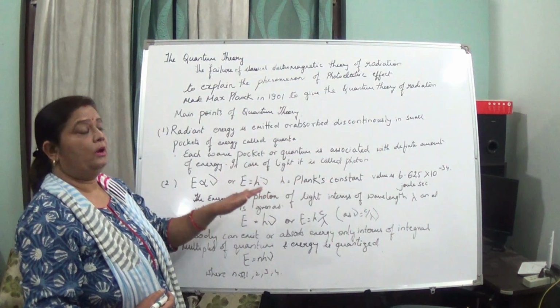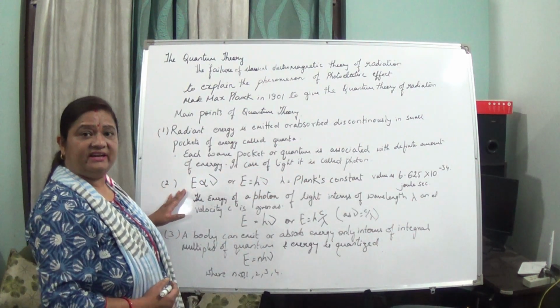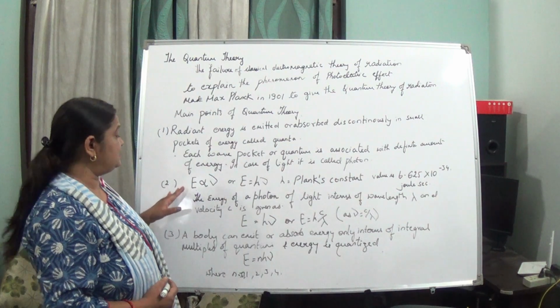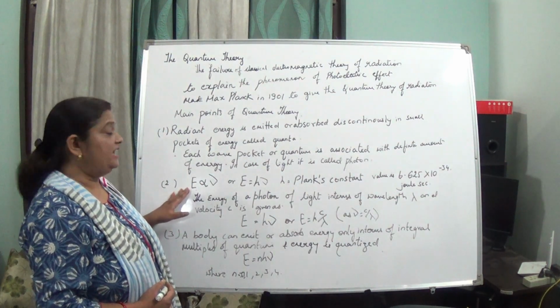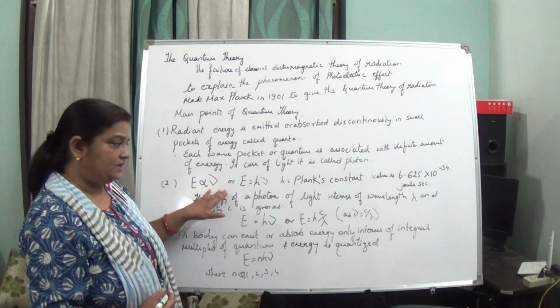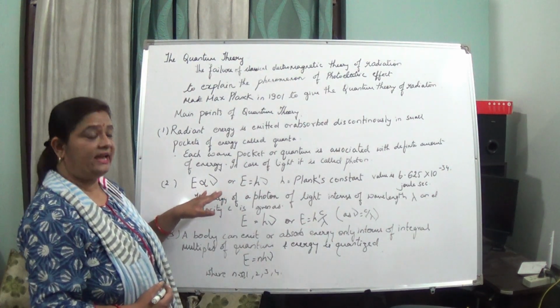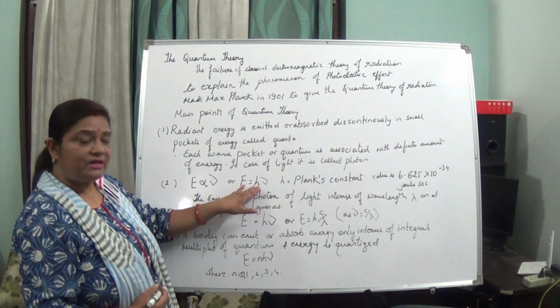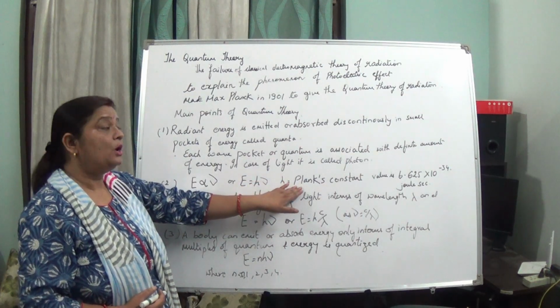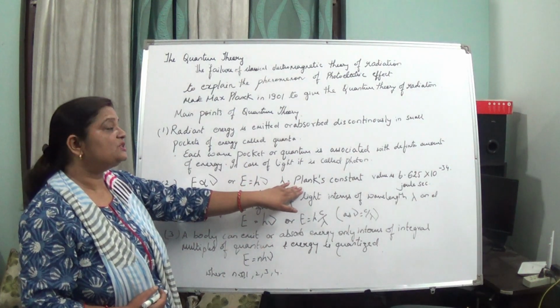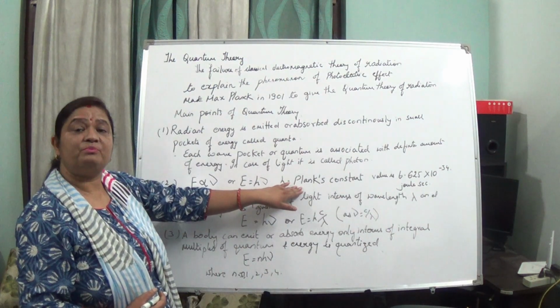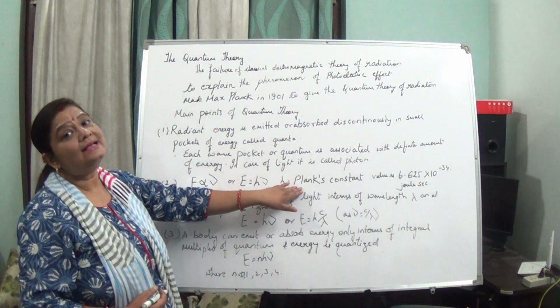Now, in the previous class on black body radiation, we studied that energy is directly proportional to frequency. So here, in order to remove the proportionality sign, we use a constant, and that is Planck's constant, whose value is 6.625 into 10 to the power minus 34 joule second.